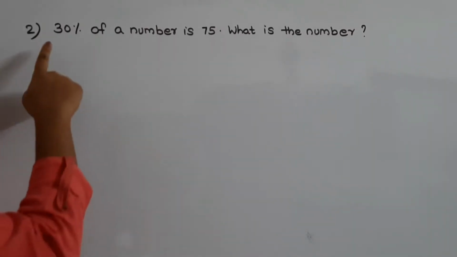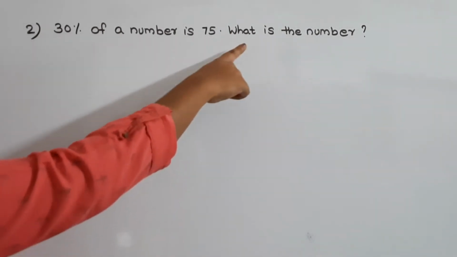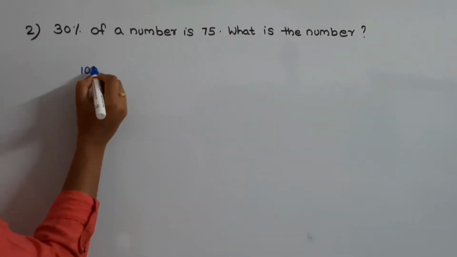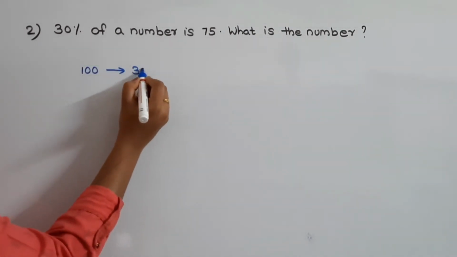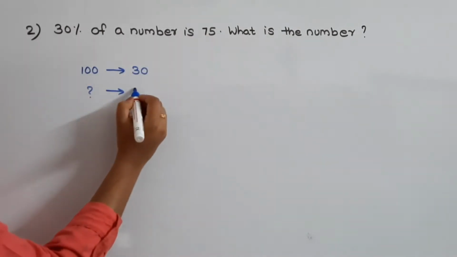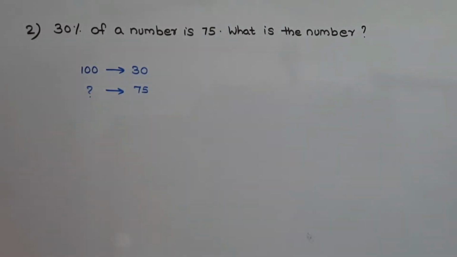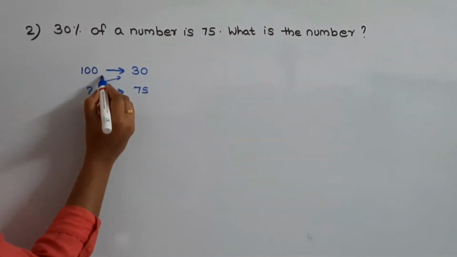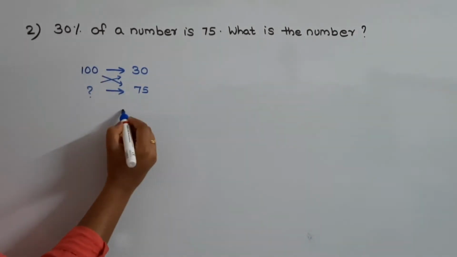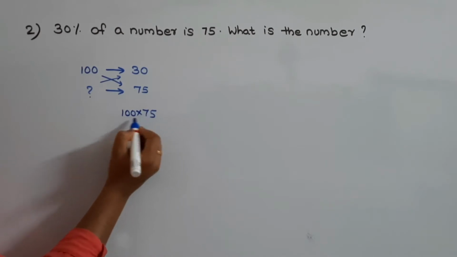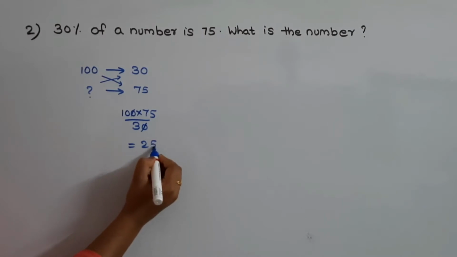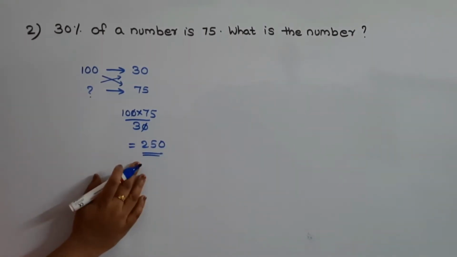The next question is: 30% of a number is 75. What is the number? 30% means if we take a whole thing as 100, it has 30 parts. So what number should be taken as the whole so as to get the value 75? We can find this by cross multiplying. This value will be equal to 100 into 75 divided by 30. On simplifying we will get it as 250. So this is the answer.